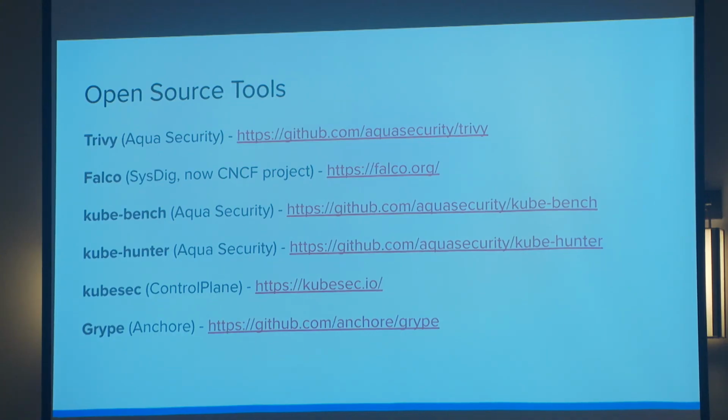Kubesec and Grype. Kubesec does infrastructure as code scanning, so kind of similar to some of the Trivy functionality, and Grype is another CVE scanning tool for images that is fairly widely used.